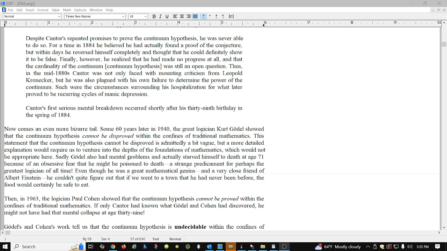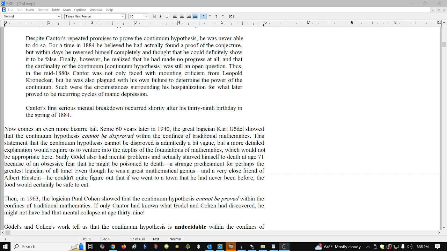You know, even though he was a great mathematical genius, he was also a very close friend of Albert Einstein. They used to take walks together at Princeton at the Institute for Advanced Study. They were good friends. I kind of wonder why he couldn't figure out that if he just went out of town, found a grocery store somewhere out of town, he could buy food, it would be safe to eat. But he was so deep into this, whatever it is, that he couldn't reason that much.